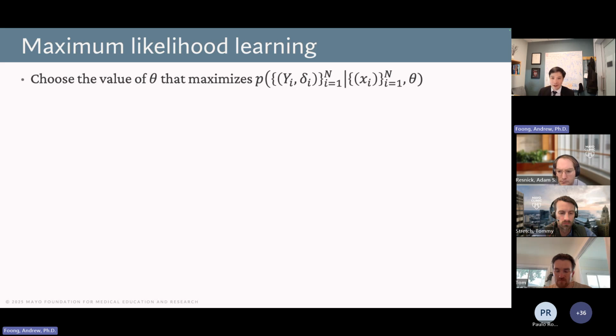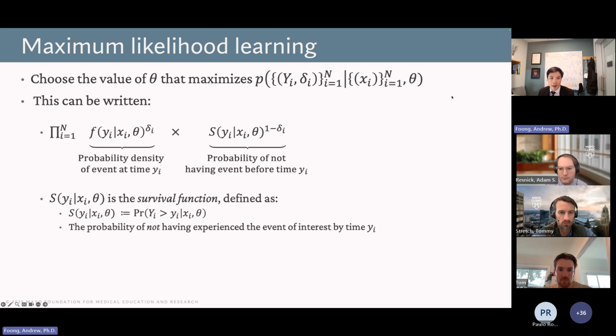So, maximum likelihood learning, to recap: you just choose the value of theta that maximizes the likelihood function. So that's really how you choose theta. There's nothing else to it. And now, so far, everything has been totally general. I've said that there is some likelihood function of the observed data given x's.